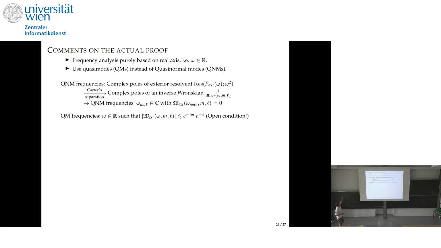So the quasi-normal frequencies, as we all know, are complex poles of the suitable exterior resolvent. And after Kerr-AdS separation, they are complex poles of one over the Wronskian, or if you want, zeros of the Wronskian. The quasi-normal mode frequencies, however, are not zeros of the Wronskian, but rather regions where the Wronskian is exponentially small. The resolvent is very big, namely exponentially big. And this is, in fact, an open condition. Okay, and we use that open condition exactly because you have to play a little bit with the parameters.